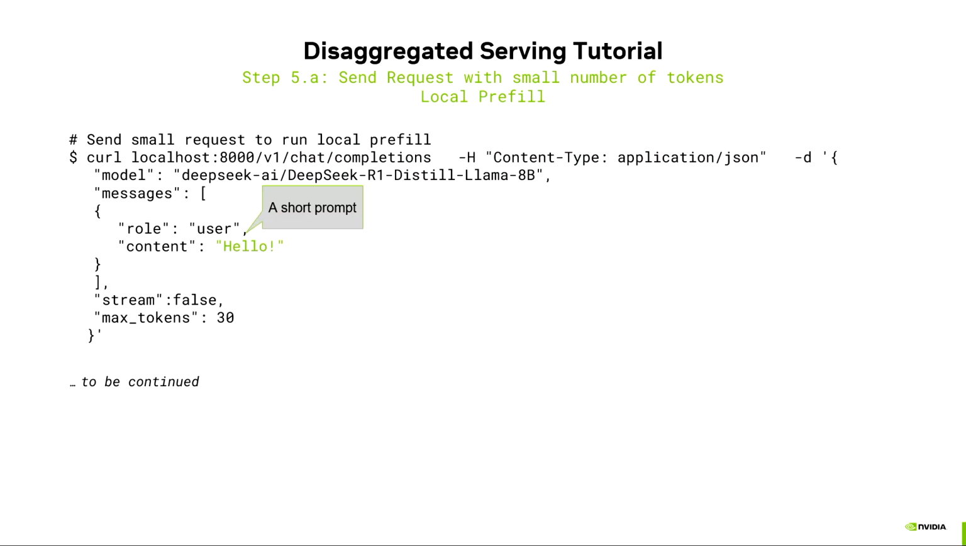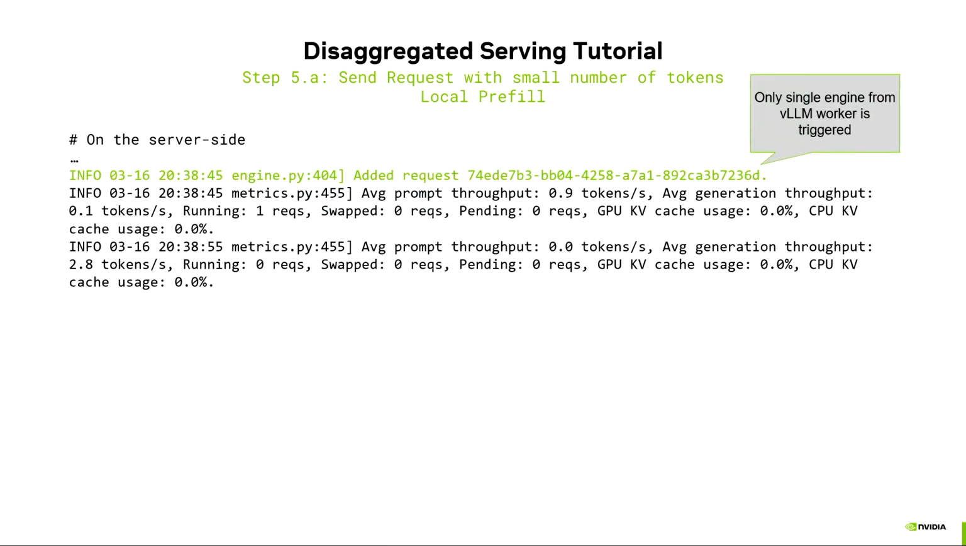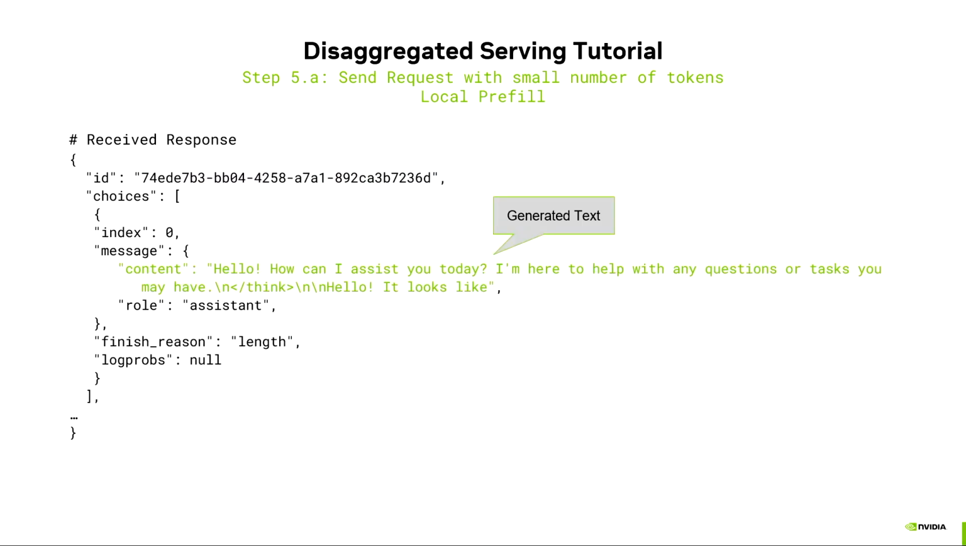Now we will send a short prompt, and this should ideally not trigger the disaggregated serving. So we just see the normal flow: the request got added to the engine, and all the tokens were generated by the same engine. This is the response that we get when we send that hello prompt.